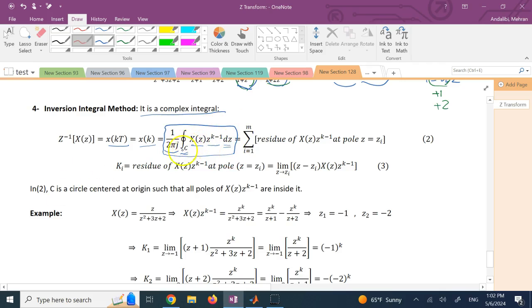What is C in this integral? It's a circle centered at the origin such that all the poles of this integrand are inside it. If all the poles of this integrand are inside that circle, then any circle can be used for this complex integral. Now question, if you forgot, how would you do a complex integral?